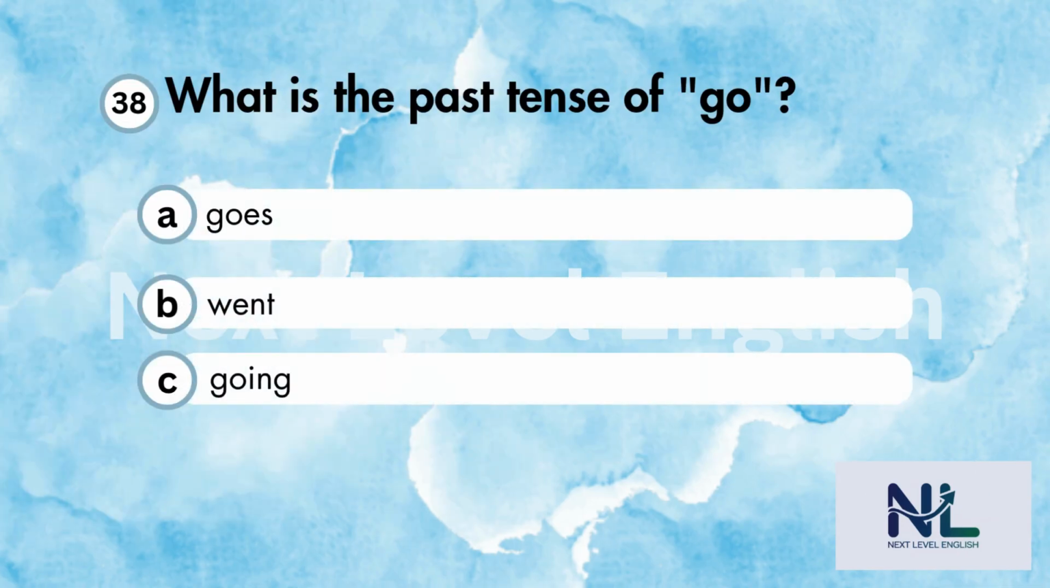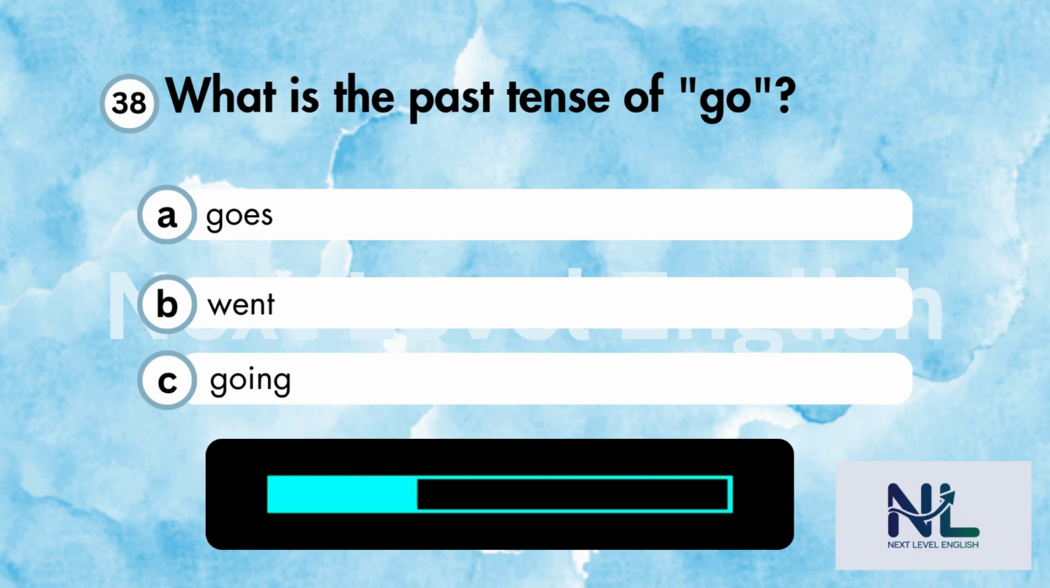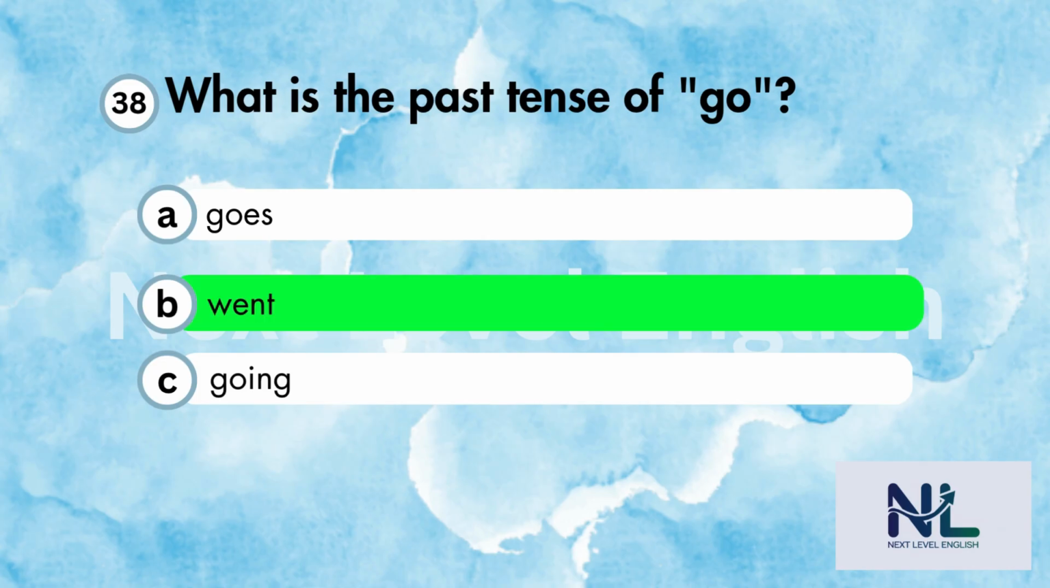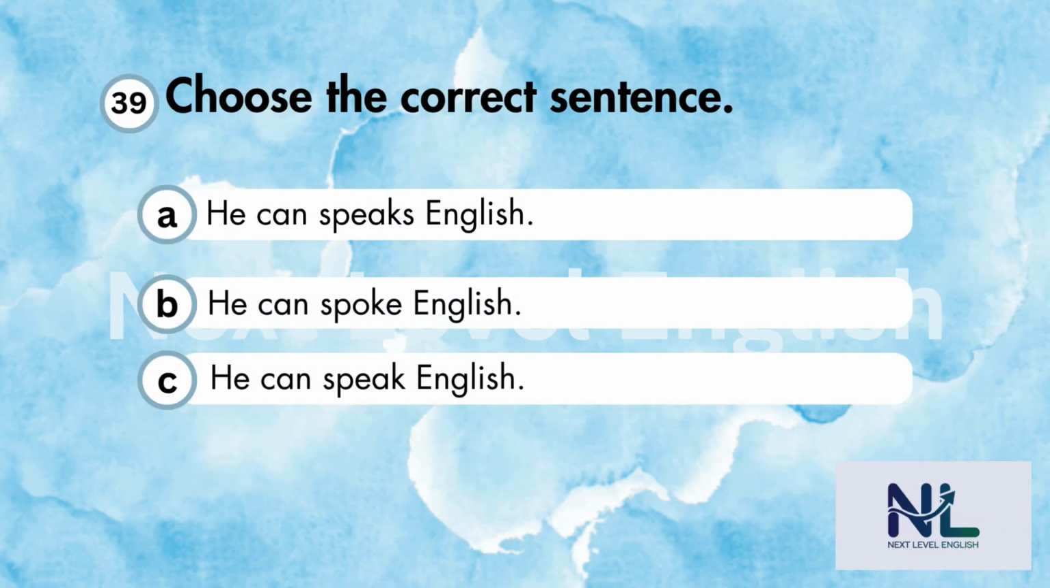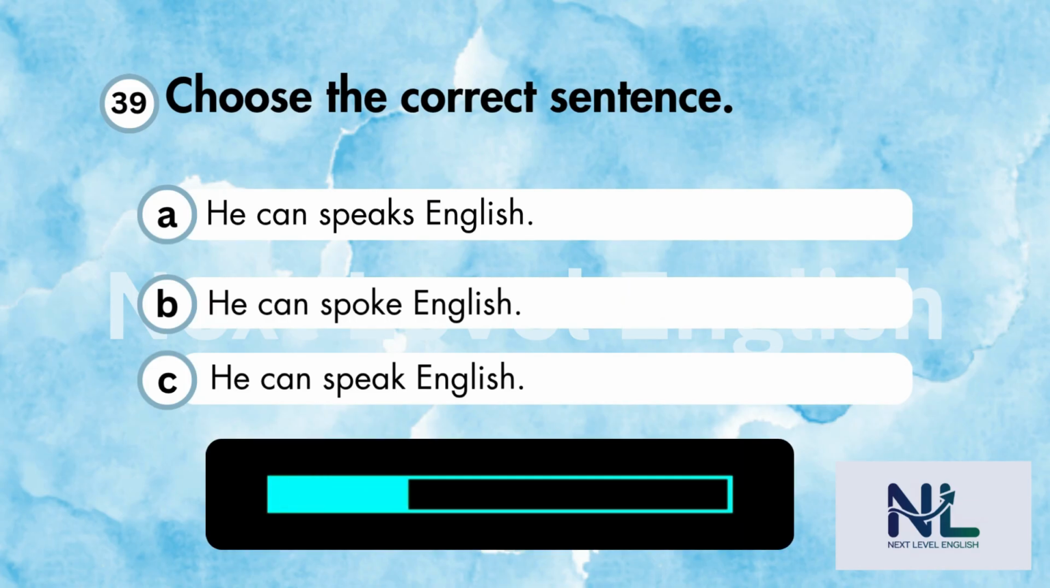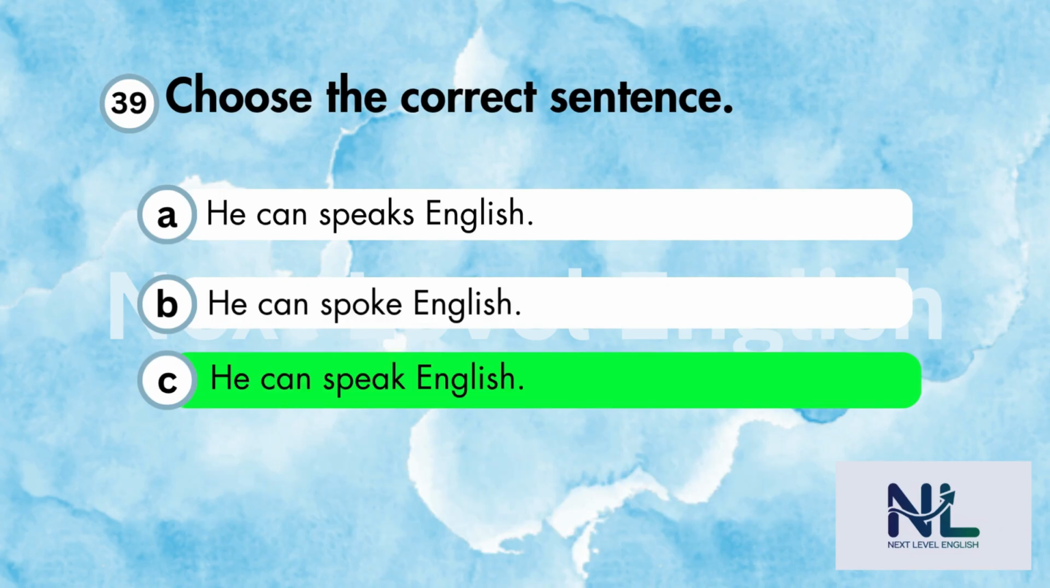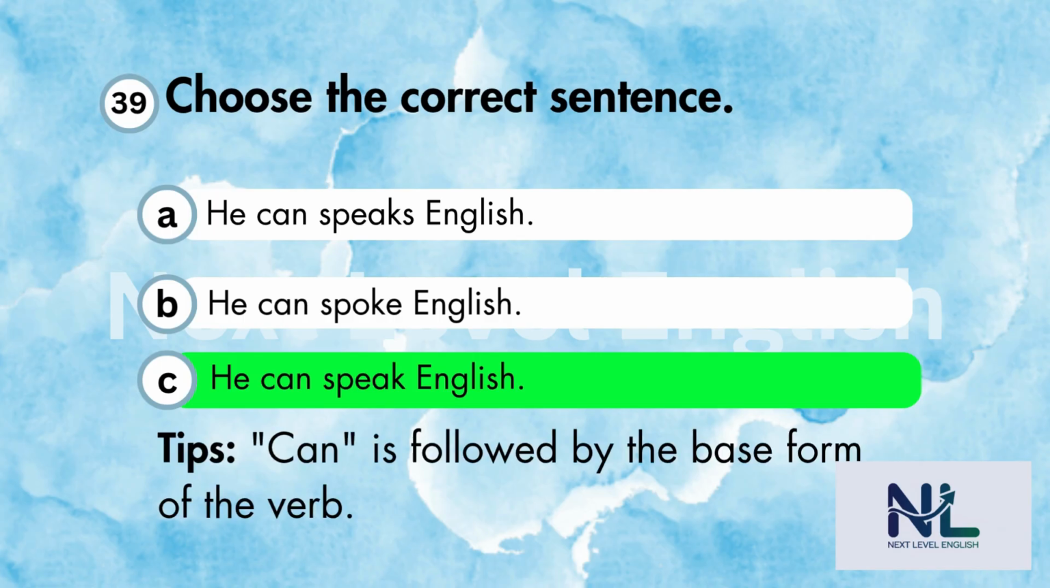38. What is the past tense of go? Went. Tips: irregular verbs like go don't take ed. 39. Choose the correct sentence. He can speak English. Tips: can is followed by the base form of the verb.